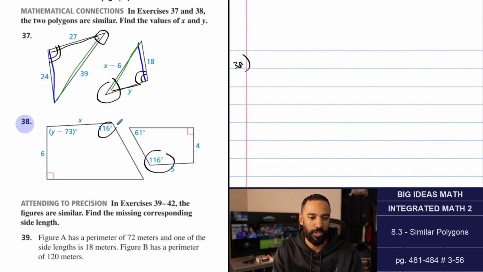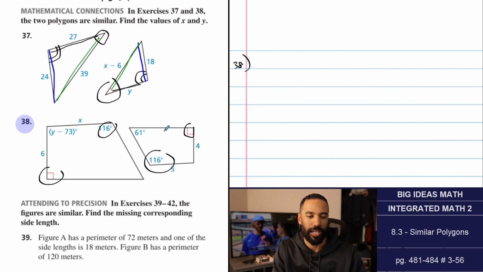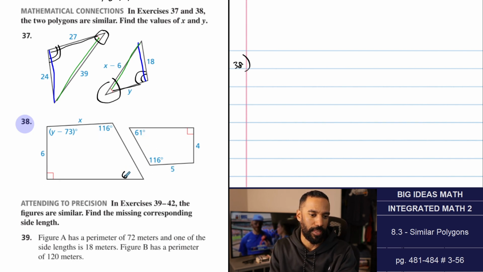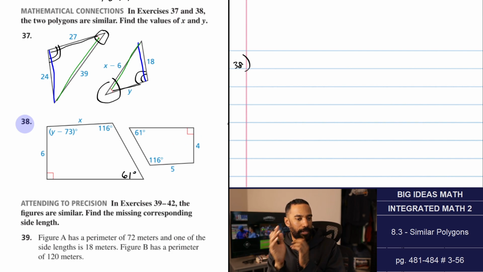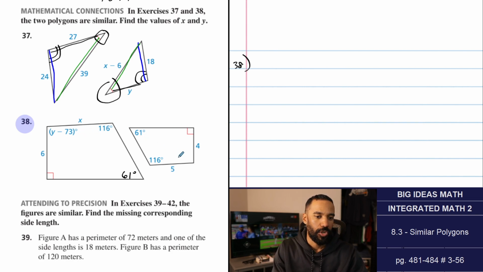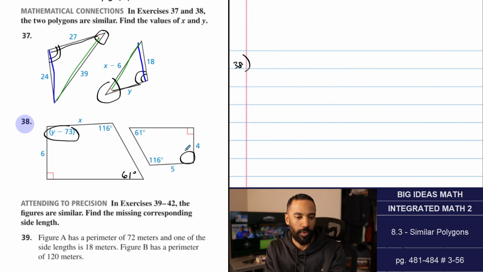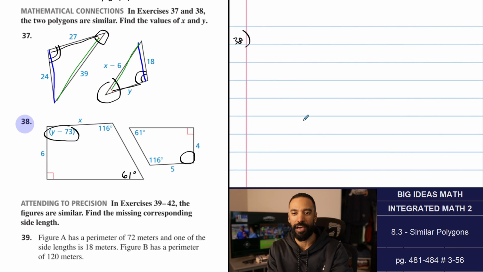So this 116 goes with this 116, right angle with right angle, and then where the 61 is here, this clearly looks like the 61 there, so that's another one. So if I wanted to find y, would correspond with this missing guy right here, or the y minus 73, I should say. So it'd be nice if we found out what this one was as well, just by knowing what we have of quadrilaterals.